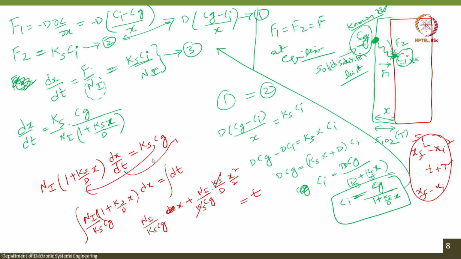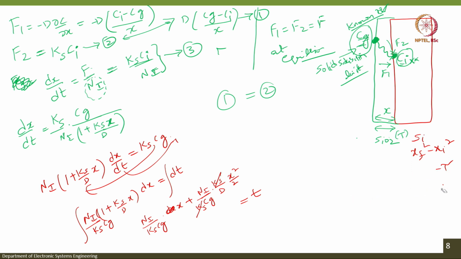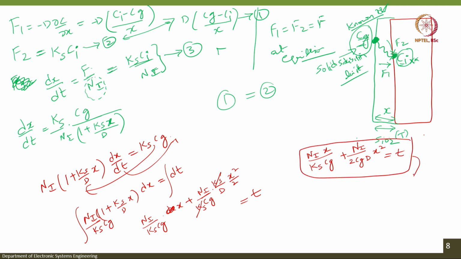Now Ks gets cancelled here, and let me erase some part of this on the right side. Anyways, now we are sure about how we are getting the equation. Just erase this part. Now it will turn out to be a beautiful quadratic equation. So what happens is, this is Ni x divided by Ks Cg plus Ni divided by 2 Cg d x square, that is equal to T. So they beautifully converted this into this form, okay.